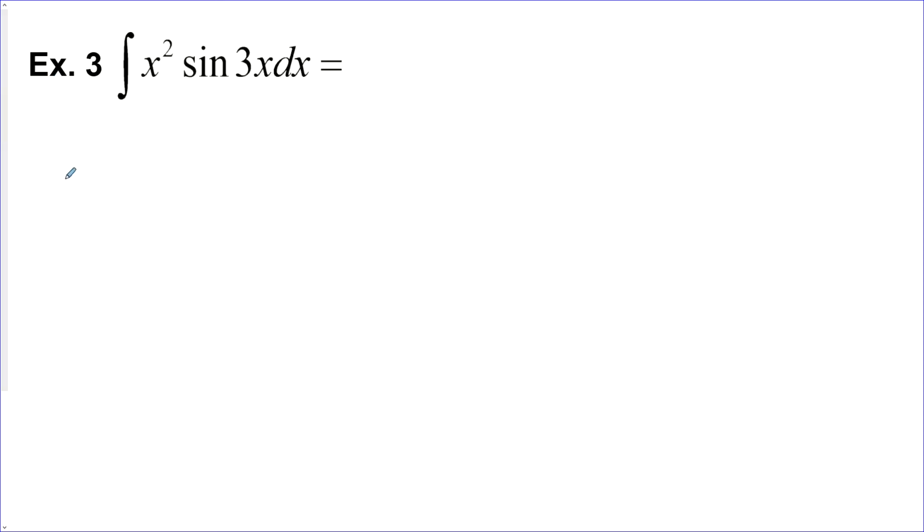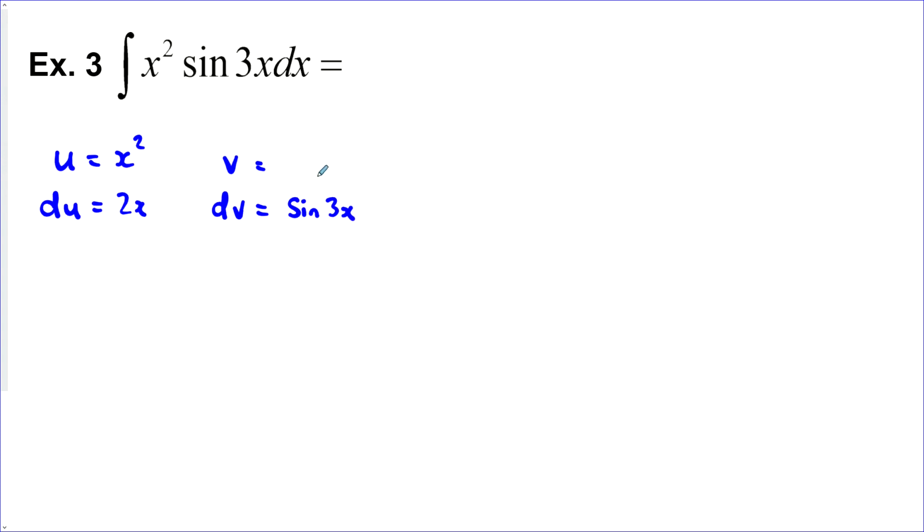For this one, let's decide what we want to call u and what we want to call our dv. So we take a look at the first one here. It's an x squared. If I take the derivative, it gets simpler. All right. I take the derivative of this, it doesn't get simpler. I take the antiderivative of this, at least it doesn't get any worse. So I'll make this my u so that my derivative is 2x. I'll make this my dv, so sine 3x.